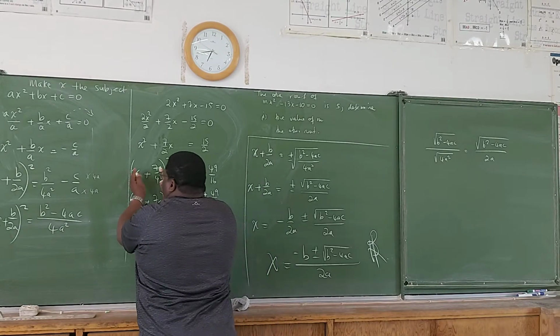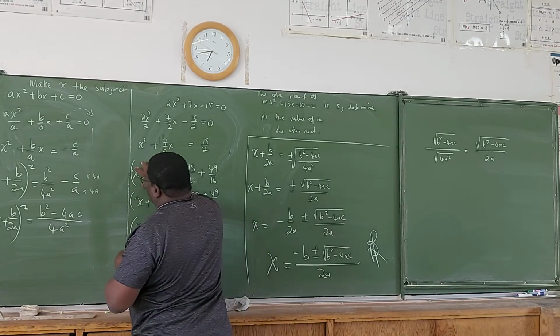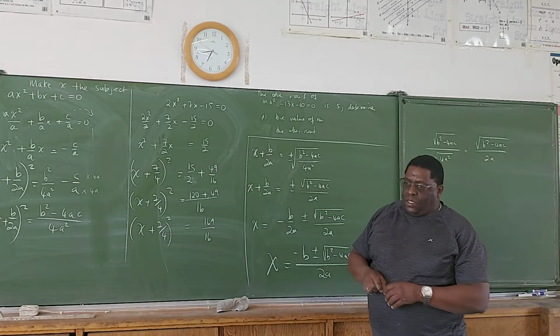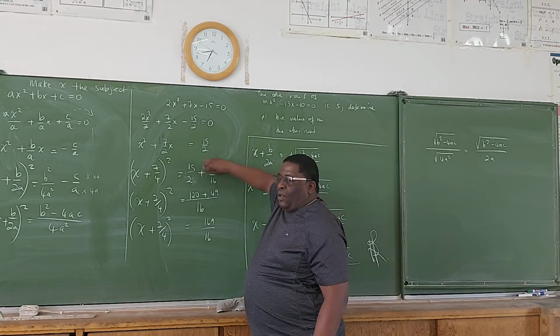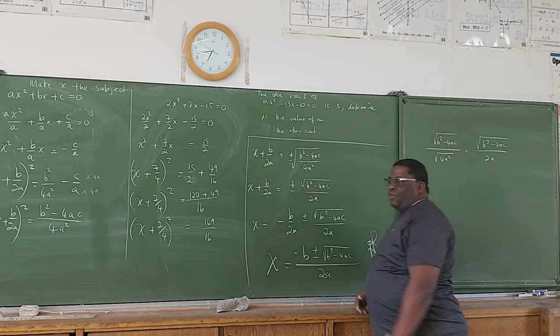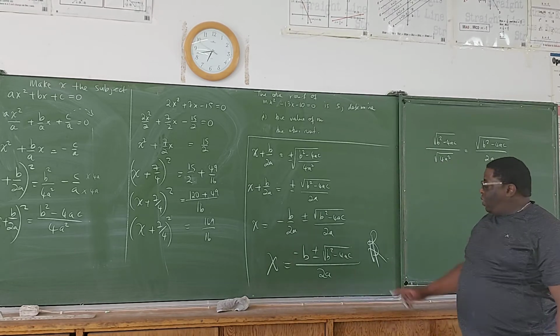And this is already a perfect square trinomial. If you multiply out this perfect square trinomial, you are going to have a 49 over 16 there. So that is why you have to add on the other side also the 49 over 16. That is how you make x the subject of the formula. Which is what?